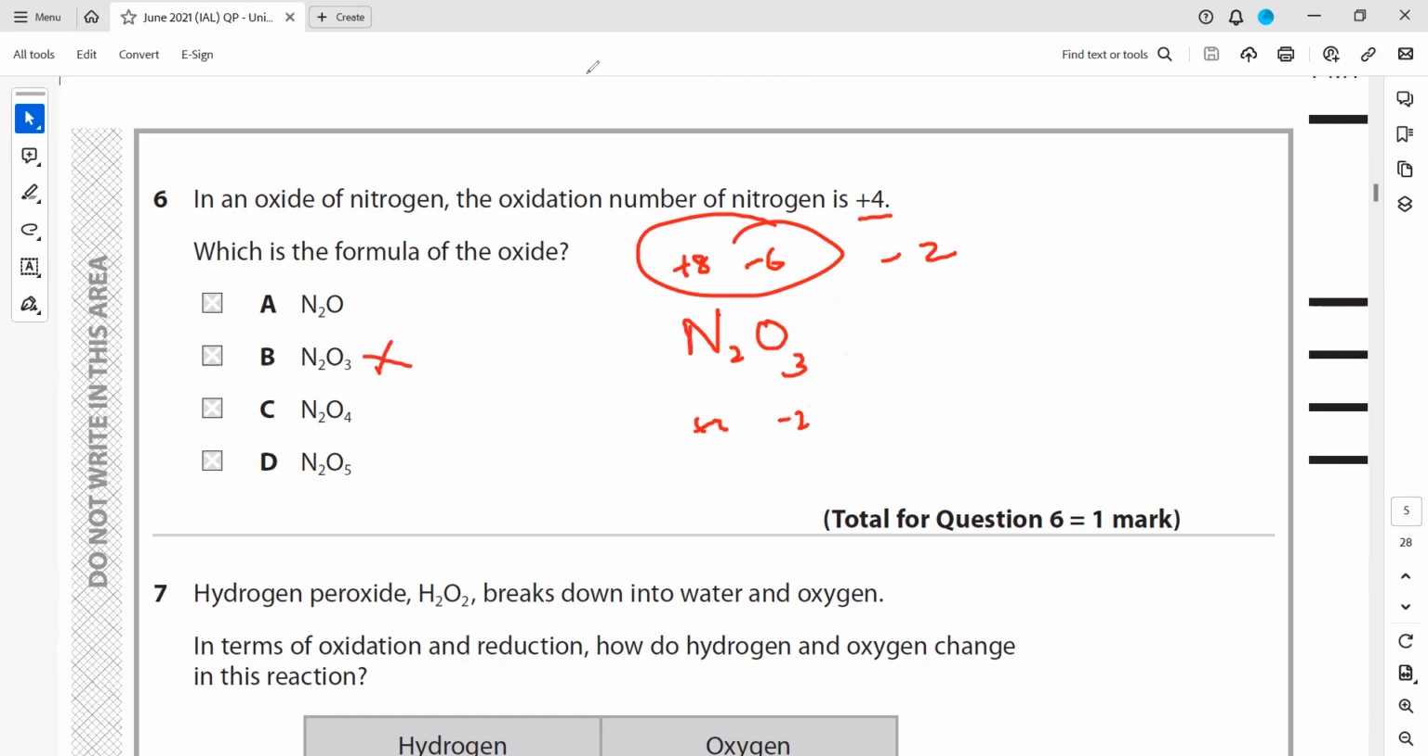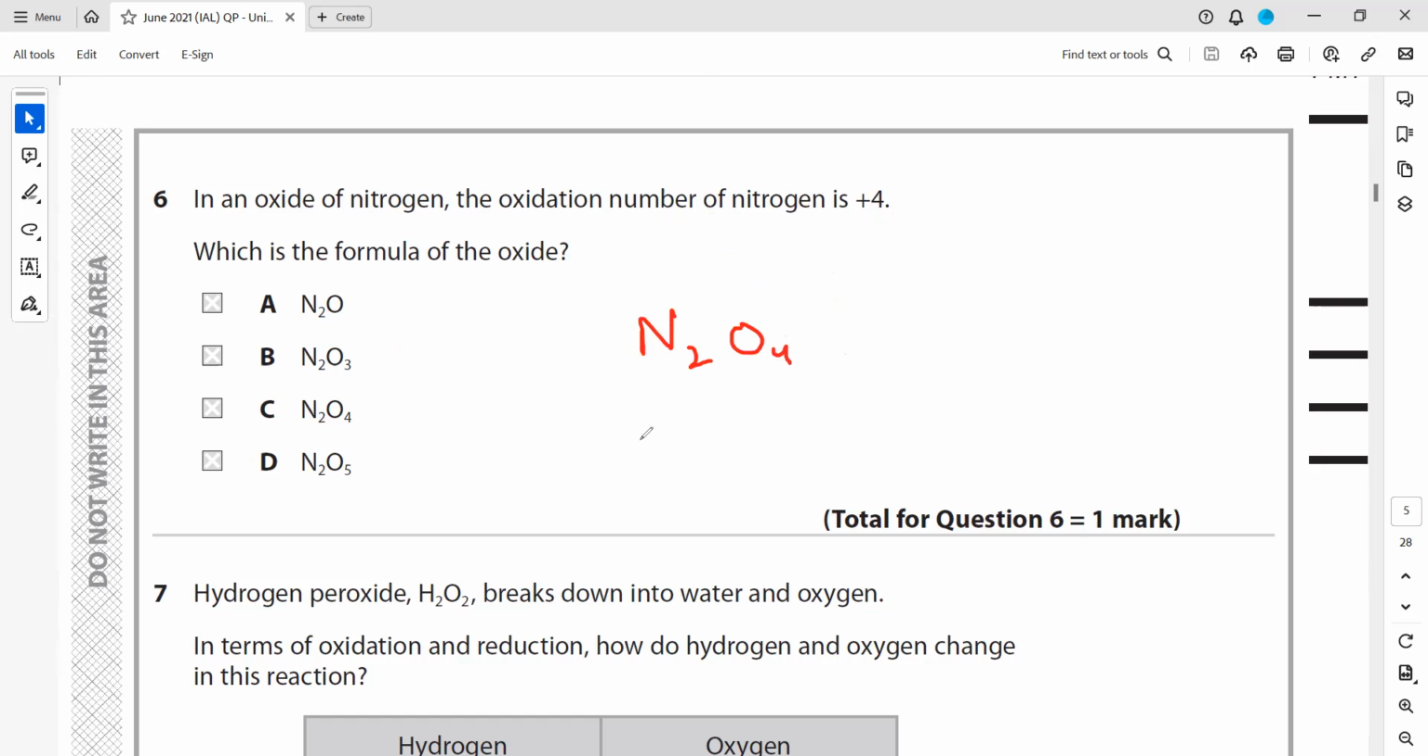When we check C, which is N2O4, each nitrogen is +4, so two nitrogen will be +8. And each oxygen is -2, so four will be -8. So here you can see the net charge is 0, so it will be a molecule. That's why C should be the right answer for this.